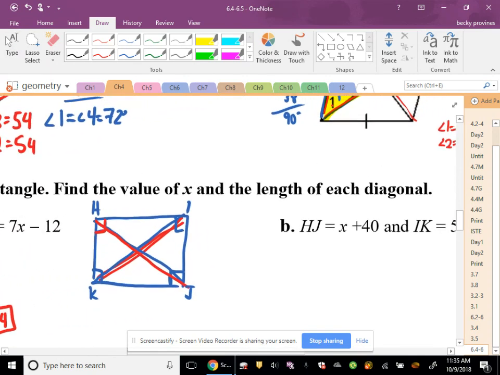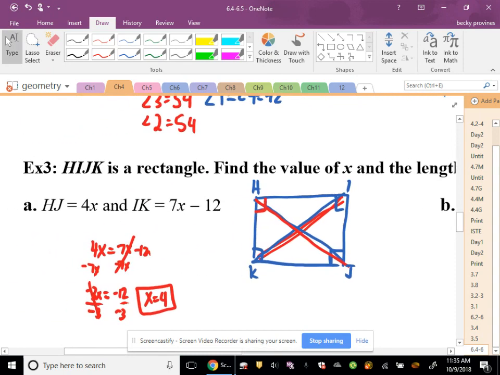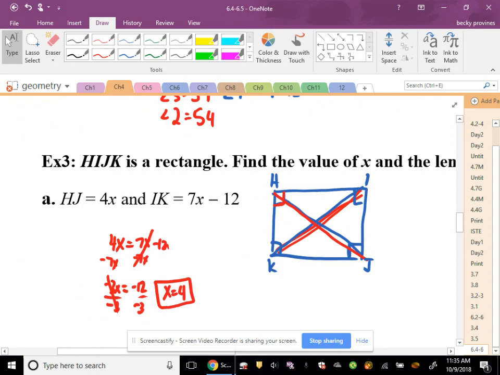Okay, so let's read the directions to make sure we're finished. It says find the value of x and the length of each diagonal. Okay, so we found x. Let's plug it back in. So 4 times 4 is 16. So HJ is 16. Now, when I plug it into the other one, if I don't get 16, then something is wrong. So let's try it.